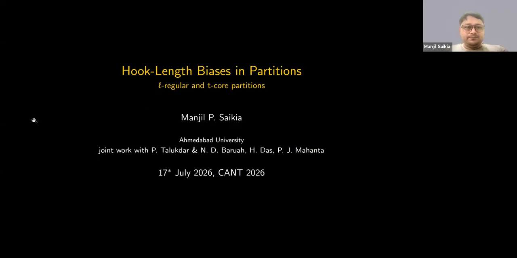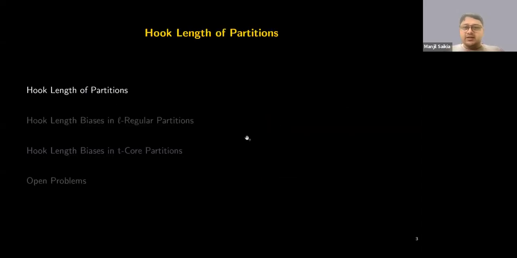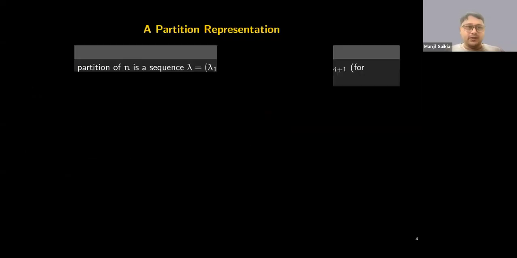So this is the main question and the outline that I'm interested in talking about. The question is: count hooks of a fixed length across a family of partitions. And the family of partitions that we're interested in are what are called T-regular partitions and T-core partitions. So let's start with what it means when I say hook length of a partition.